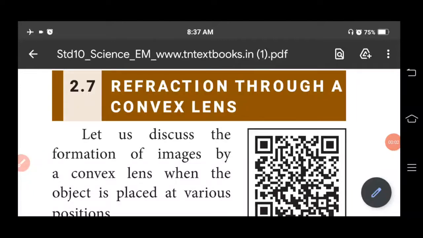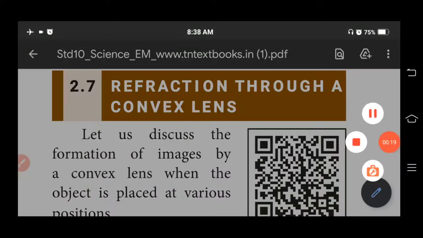Good afternoon, students. Now we are learning our second unit, optics. Students, today we are going to learn some basic concepts about lenses, before going to our topic, refraction through a convex lens.